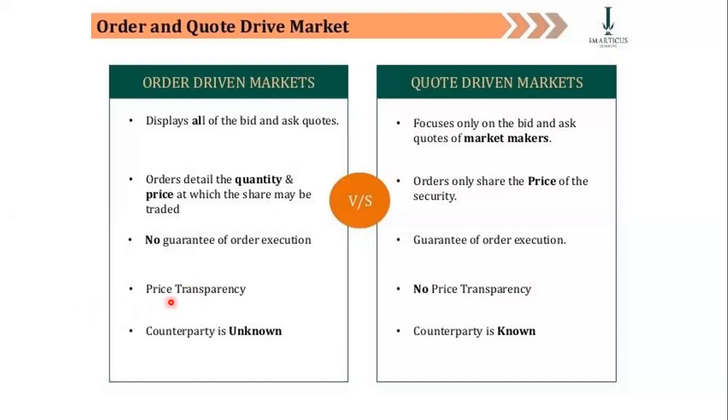In the order-driven market, you can find price transparency. On what price, how many units, based on that you can find the price transparency. But in the quote-driven market, there is no price transparency because they only disclose the bid price or ask price. The counterparty is unknown in the order-driven market, and in the quote-driven market, the counterparty is known. It's dealers.